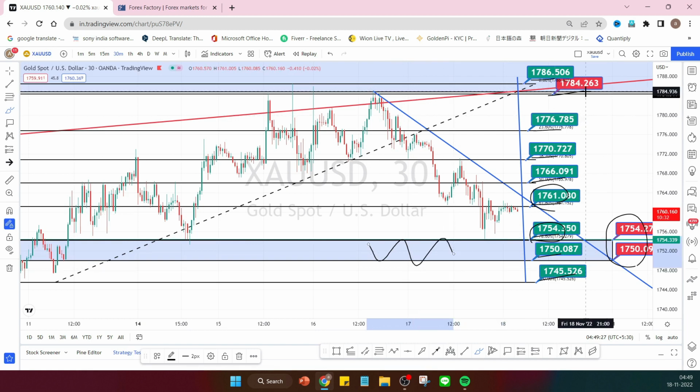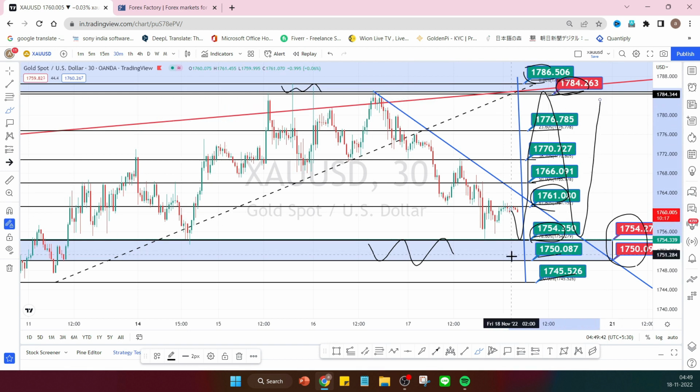Currently this area between 1754 to 1750 is acting as a very strong support zone, and on the bullish side the area between 1784 to 1786 is acting as a very strong resistance zone. So if you are a scalper, you can be trading within this resistance and support levels, but if you want to take a directional trade, wait for it to give a breakout from this support zone or from this resistance zone in order to take a directional trade in 30 minutes time frame.